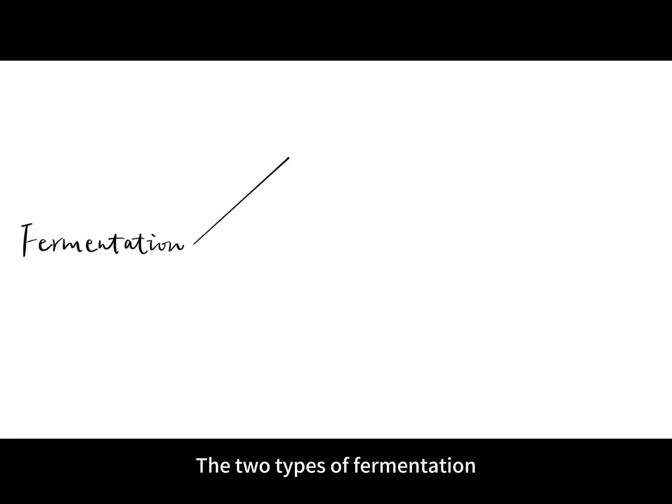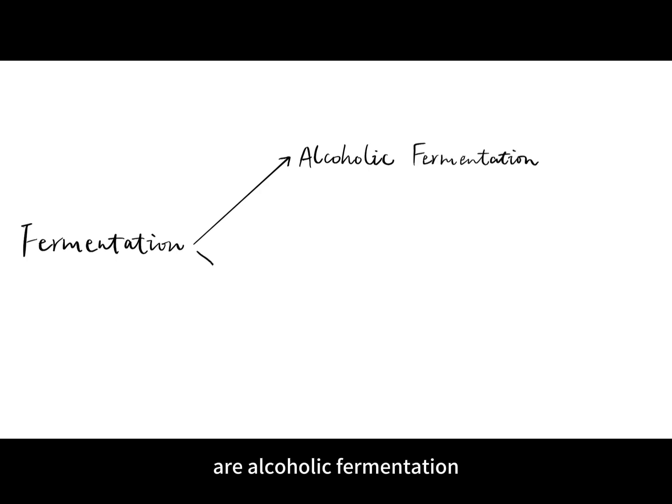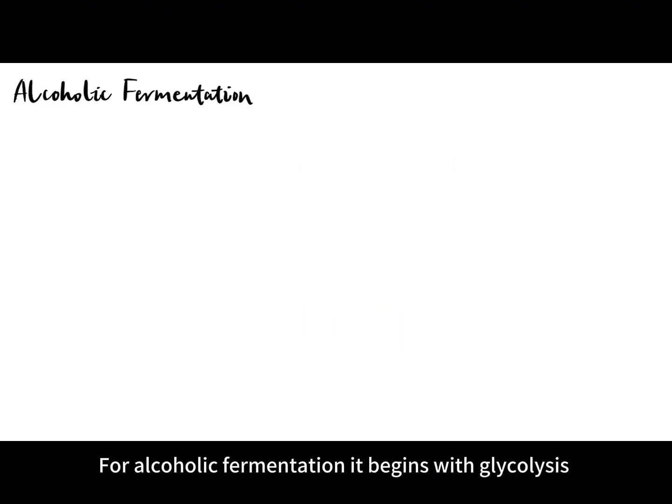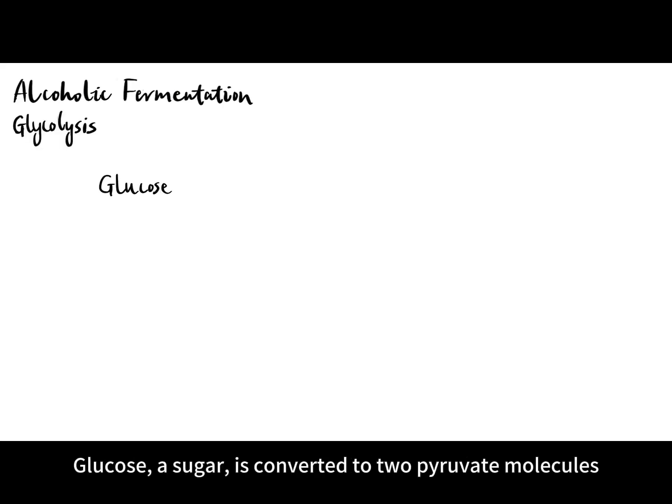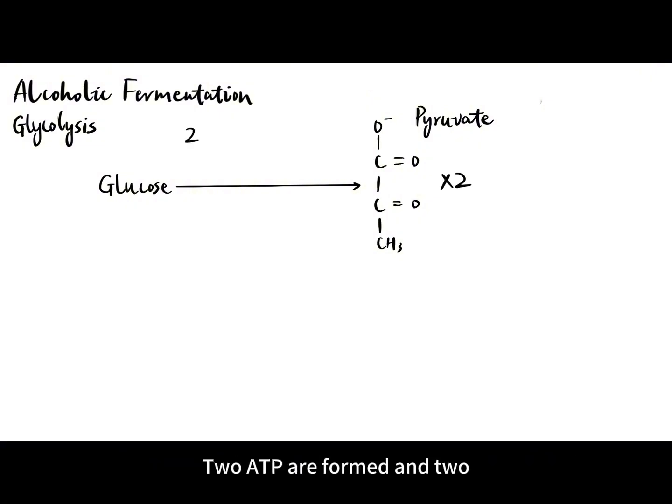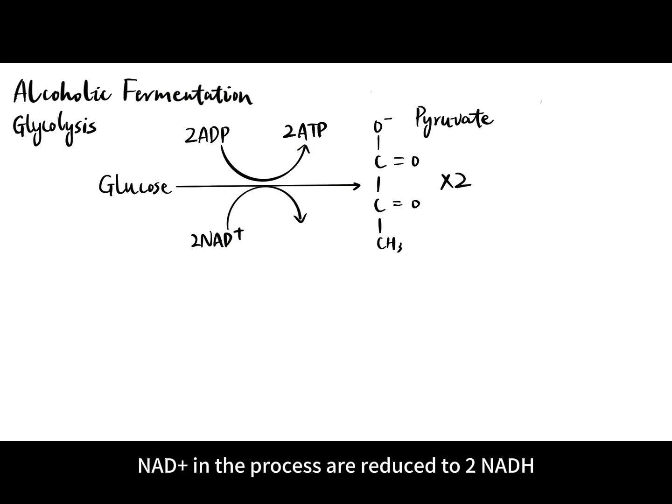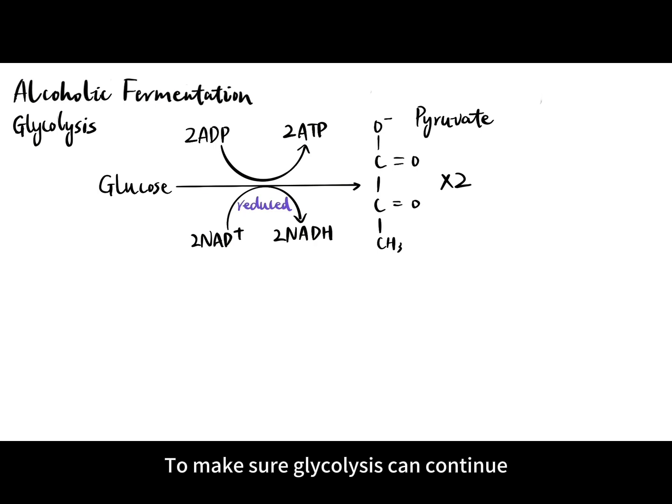The two types of fermentation are alcoholic fermentation and lactic acid fermentation. For alcoholic fermentation, it begins with glycolysis. Glucose, a sugar, is converted to two pyruvate molecules. Two ATP are formed and two NAD+ in the process are reduced to two NADH. To make sure glycolysis can continue, NAD+ should be regenerated.